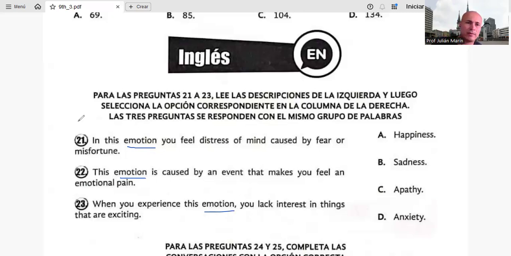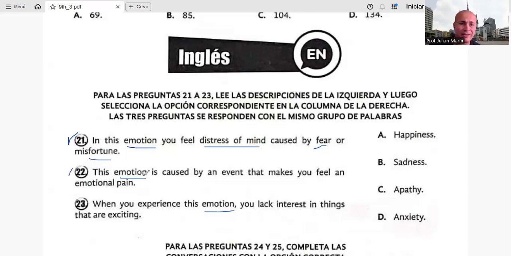So let's check. Number 21 says, in this emotion, you feel the stress of mind caused by fear or misfortune. Okay, fear and misfortune, and it is distress of mind. So those are the elements that you need to focus on. Distress of mind fits more with anxiety. Okay, that is the first one that comes to my head. But anyway, let's read the other two.